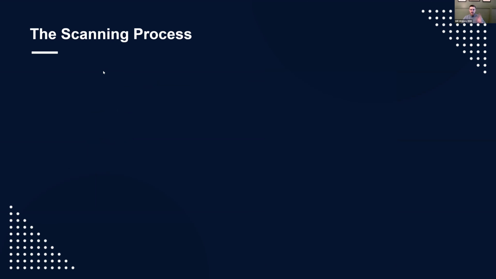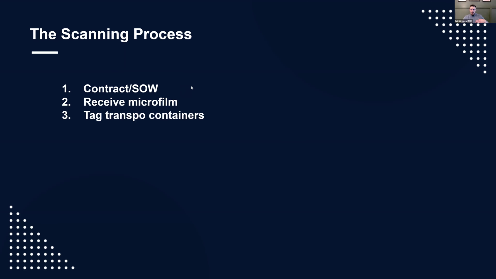So this is the scanning process, again for film specifically, just for this example. Like we talked about, contract, scope of work. We have to get the microfilm, of course. We're going to tag the transportation containers in our material tracking system, the MTS application that's within Unity, so we can track the containers. They're in storage.